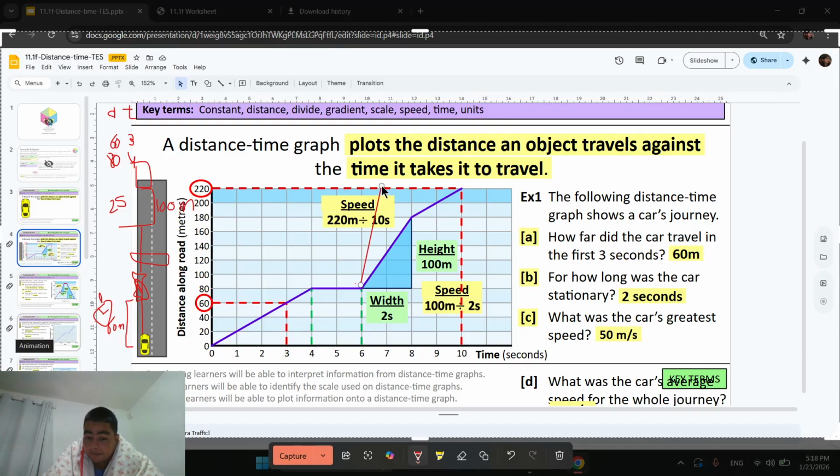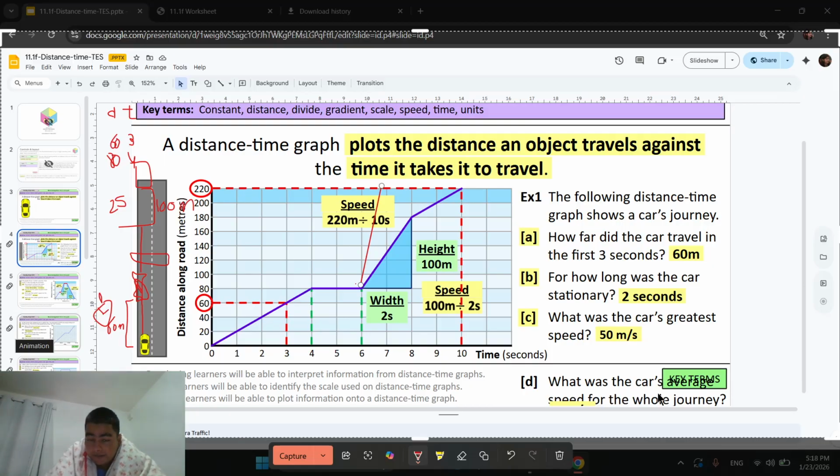What can we tell from this thing? In 1 second, the car traveled this much distance, right? 20, 40, 60, 80, 100, 120, 140. So in 1 second, it traveled 140. So we can see that the more straight this line is, the more will be the speed of the car, right?